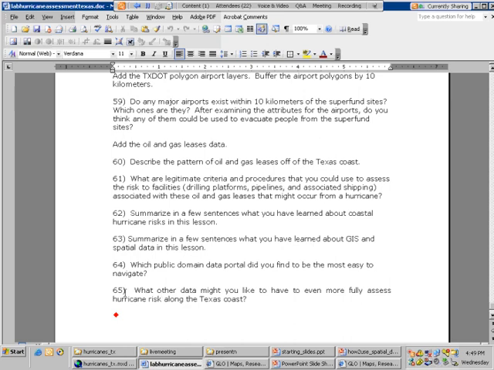So I have them think about, in this very last question, what other data might you like to have to even more fully assess hurricane risk? And then a couple of reflection questions about, summarize in a few sentences what you've learned about coastal hurricane risks in this lesson, and also summarize in a few sentences what you've learned about GIS and spatial data in this lesson. And also have them reflect on which public domain data portal did you find to be the most easy to navigate, right? These are not all created equal. Some are a little bit easier than others to navigate.